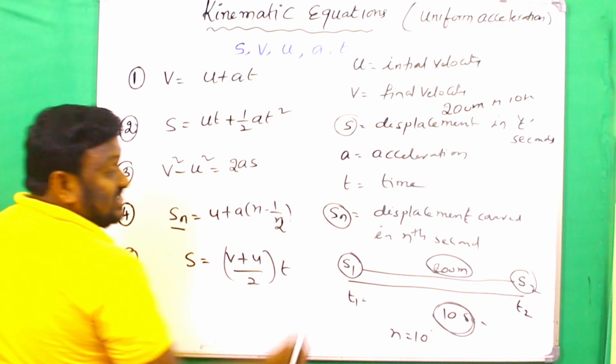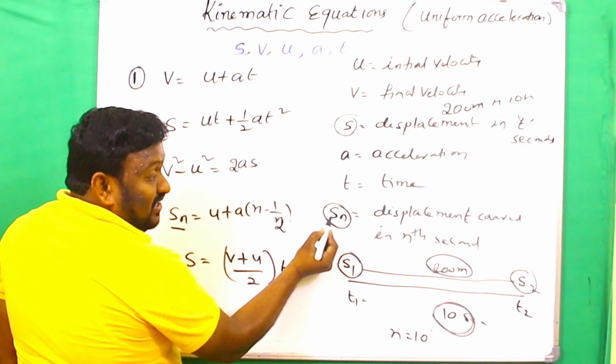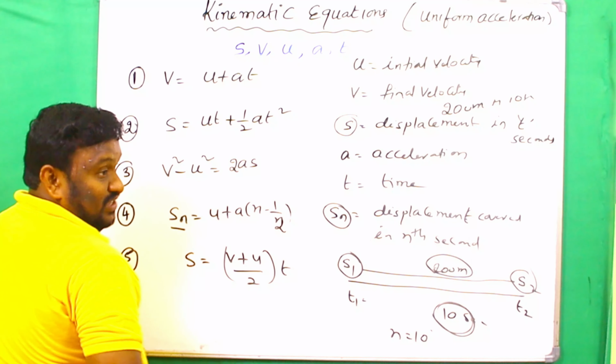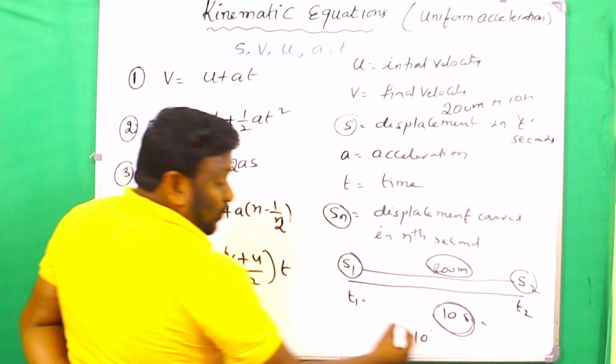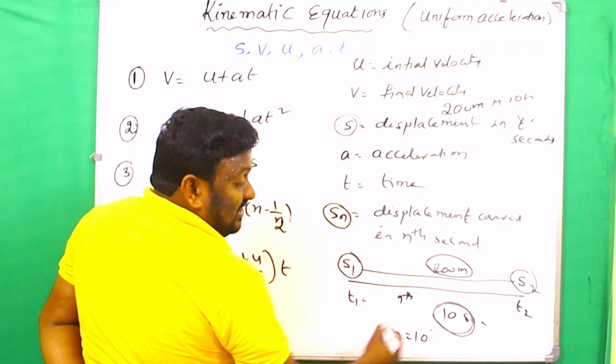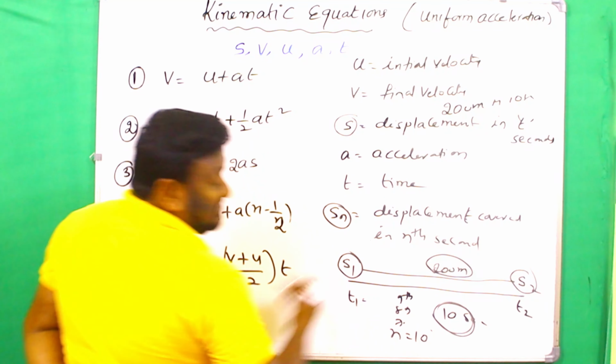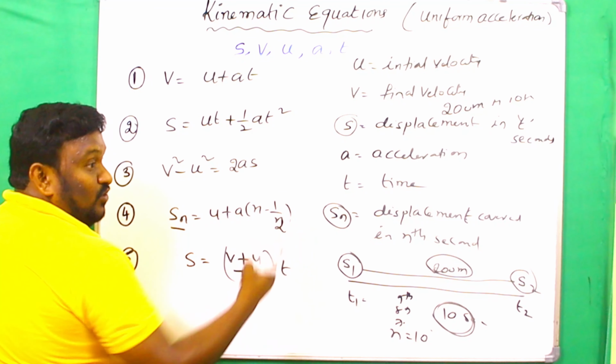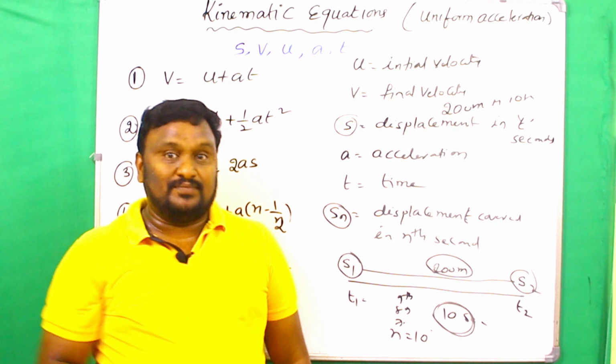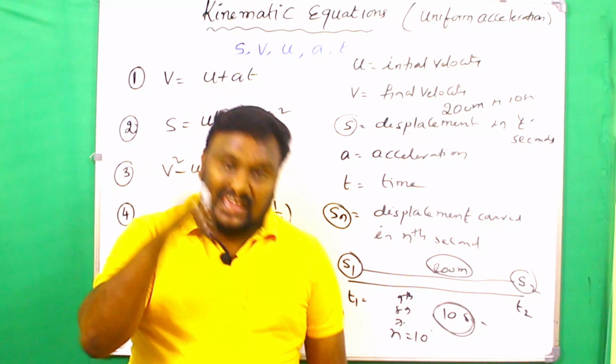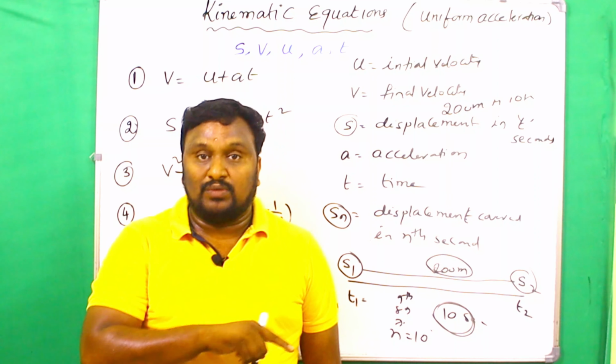But actually, Sn means the distance or displacement covered in the nth second. So we may take maybe the 9th second or 8th second or 7th second. The displacement covered in one particular second, either the 9th or 8th or 7th or 6th, whatever it may be.